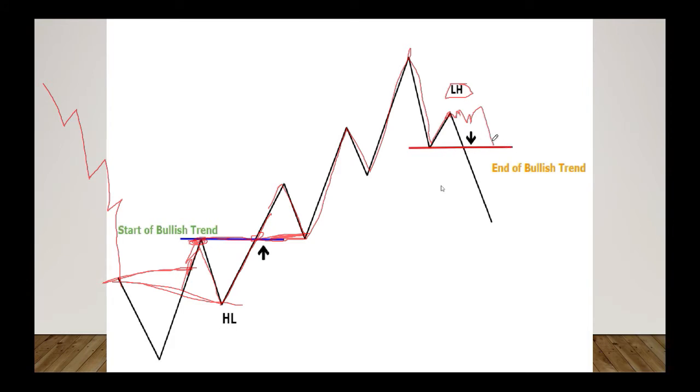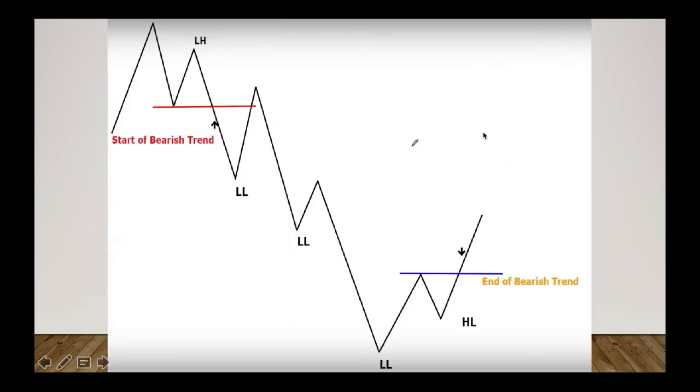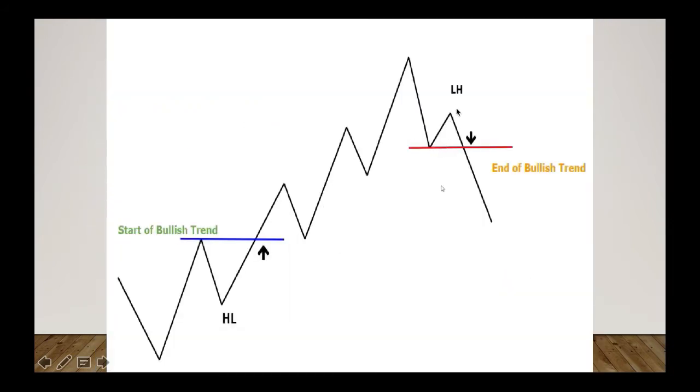Or the consolidation could actually be like this. So, how do we know it's the end of a bullish trend? It's because when you create this lower high right here, it broke this lower high, and it continued going down.